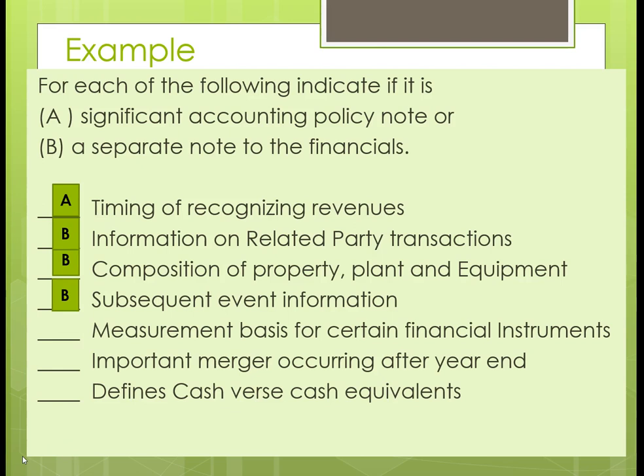Measurement basis for certain financial statements, that would be an A. Important mergers occurring during the year, I would say a B. And defines cash versus cash equivalents, that would be an A. So that would be my assumptions, and you do have a homework problem like that. I hope that helped you, and this should finish chapter 3 for us.